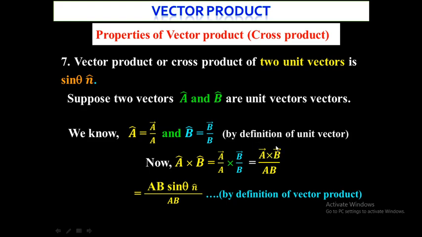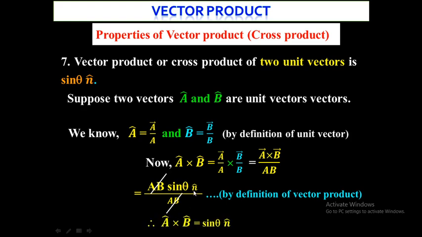By using the formula for the vector product or cross product, we know that A cross B is nothing but AB sine theta into n cap. In the denominator there is also AB, so AB cancels out and only the product of sine theta and unit vector remains. So the cross product of two unit vectors a cap cross b cap is the product of sine theta and n cap. Here is the proof of the seventh property.